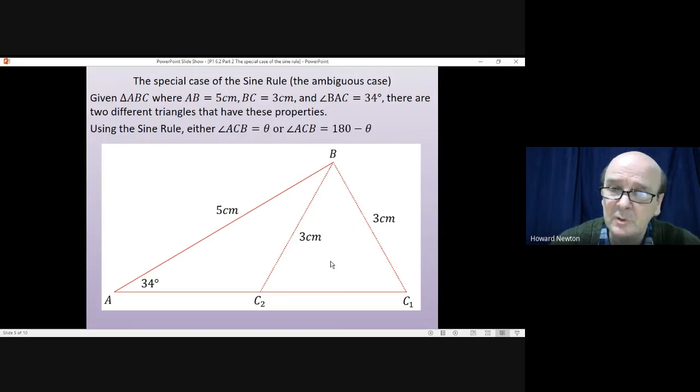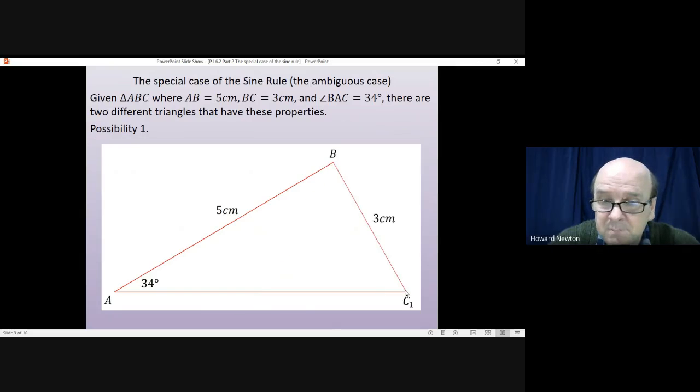Now, this doesn't happen all the time, but it can happen when you're given two lengths and the angle you're given is not the included one. So it's not angle B. If you were given angle B, then the triangle would definitely be well defined. But if you're given two lengths and an angle which is not where those two lines meet, then you can get the ambiguous case. Now, if you do, it's this angle here at C that becomes the problem.